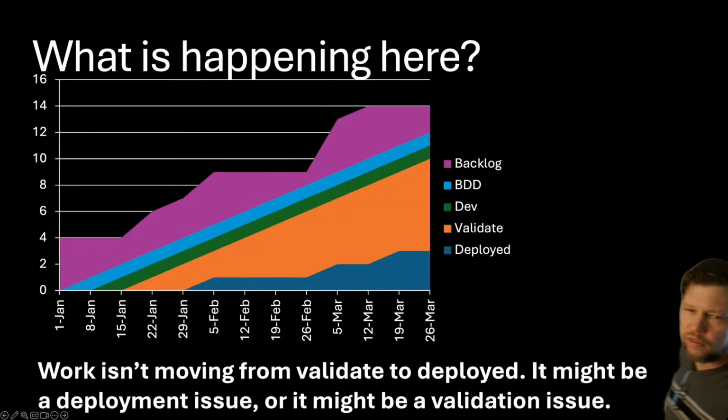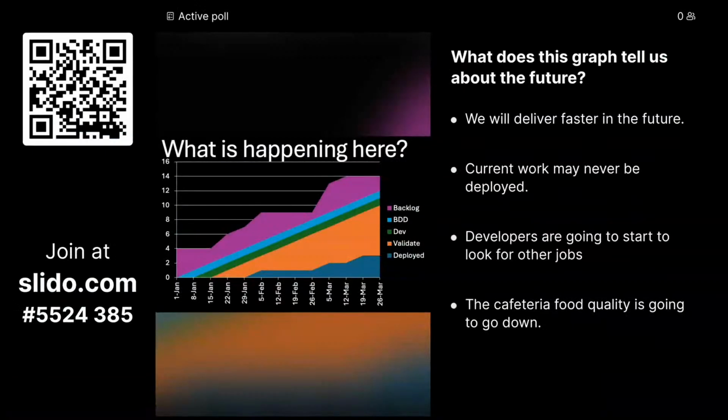Okay, so work isn't moving from validate to deploy. It might be a deployment issue or it might be a validation issue, but we've got a pretty good idea of why we're not getting more things out to get a return on investment. Okay, so what does this graph tell us about the future though?